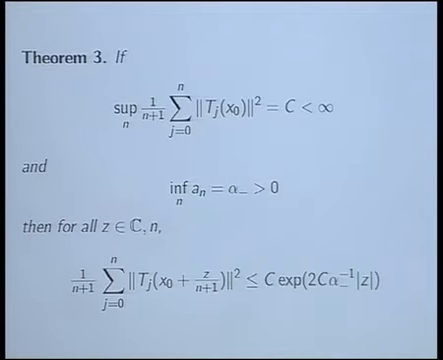This third theorem says the following. Suppose I have some average boundedness of the norm, in this sense, of the transfer matrix at a point x naught, and I have a mild technical condition that the an are bounded from below.